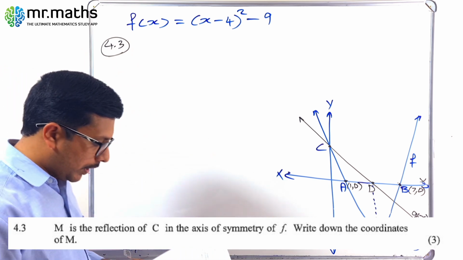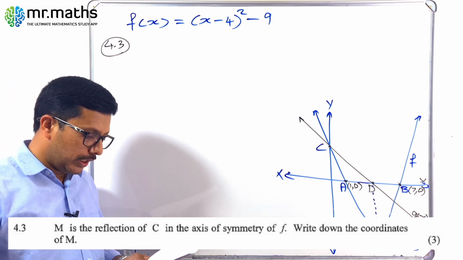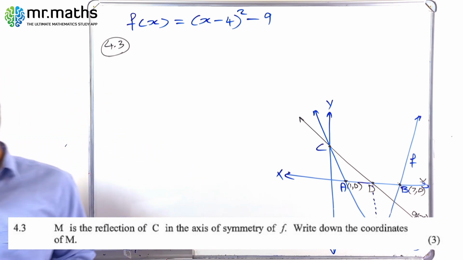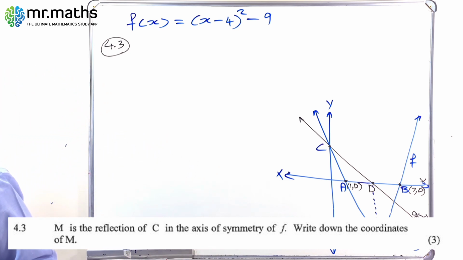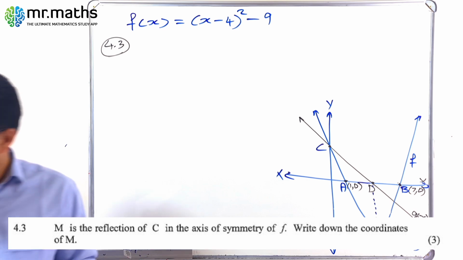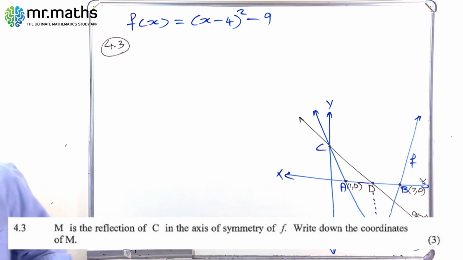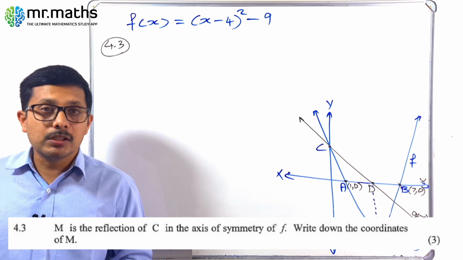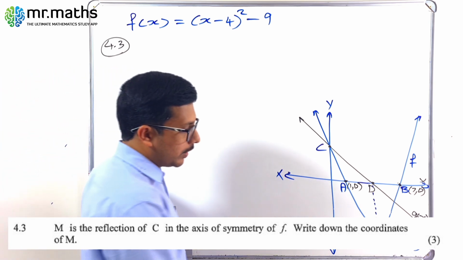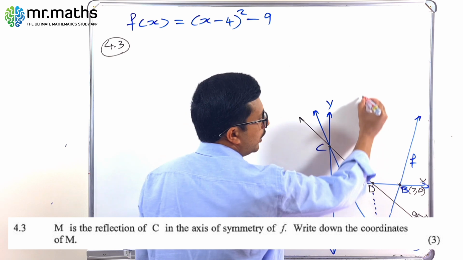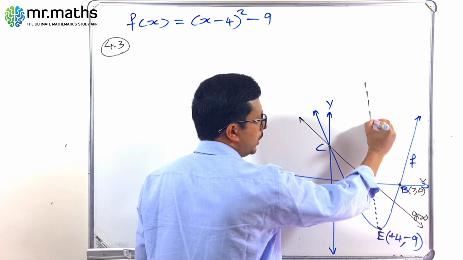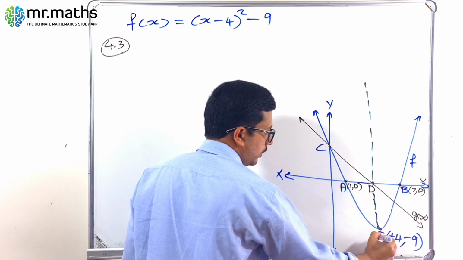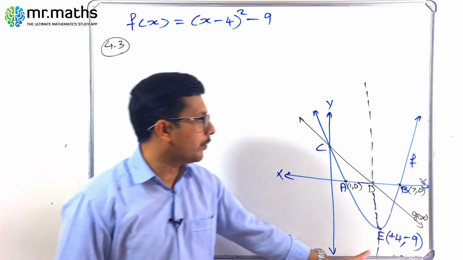What is that question? Wow, what is that question? M is the reflection of C in the axis of symmetry of F. So the beginning of this question I told you, axis of symmetry, this one is the axis of symmetry. So let me draw that axis of symmetry here once more, passing through D. This is the axis of symmetry.